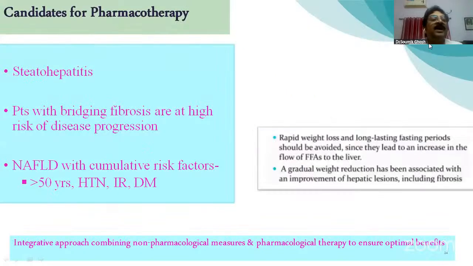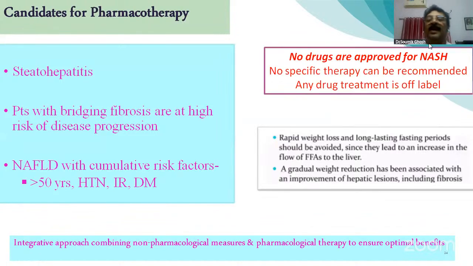For pharmacotherapy, you have to give stress upon steatohepatitis and bridging fibrosis, if present. If NAFLD has other risks like higher age group, hypertension, insulin resistance, and uncontrolled diabetes, or in some cases, even after lifestyle modulation, there is no improvement of the mild stage of NAFLD, you can think of pharmacotherapy. But no drug is yet the gold standard of pharmacological therapy for NAFLD treatment.